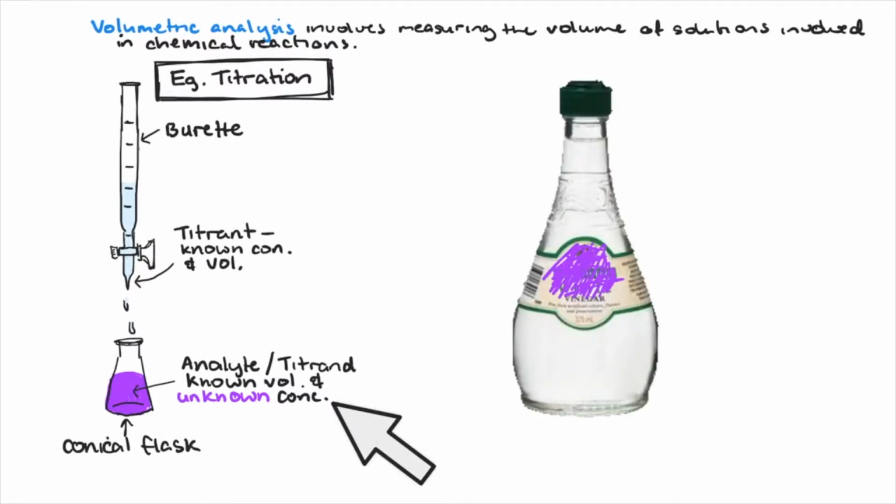For example, vinegar. Now, vinegar usually contains between 4 to 5% acetic acid. This is equivalent to an acetic acid concentration of between 0.67 and 0.83 moles per liter. So let's say the bottle claims these figures, but you just want to make sure that they're not lying.